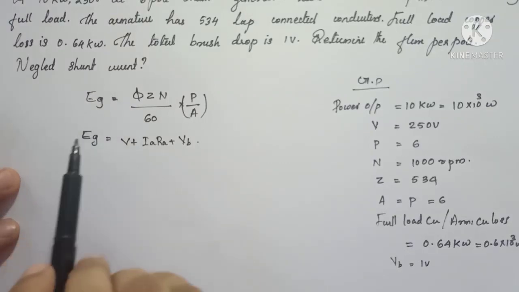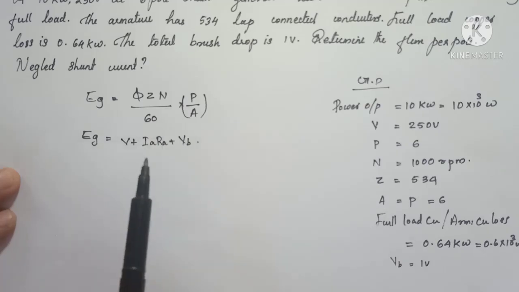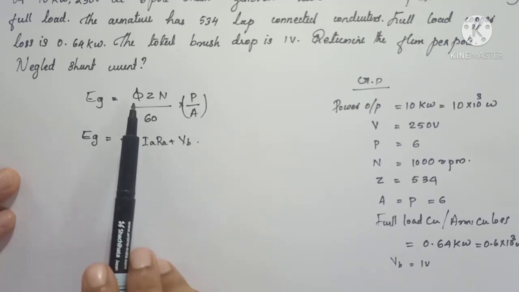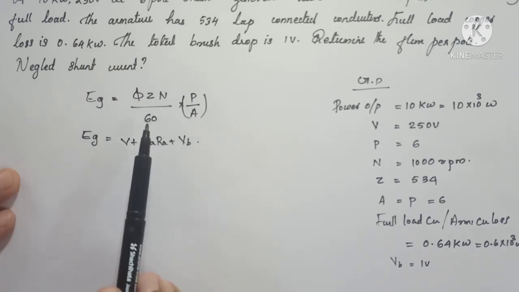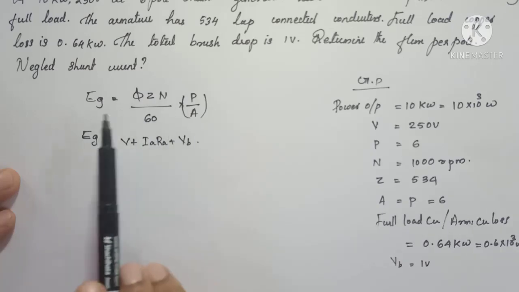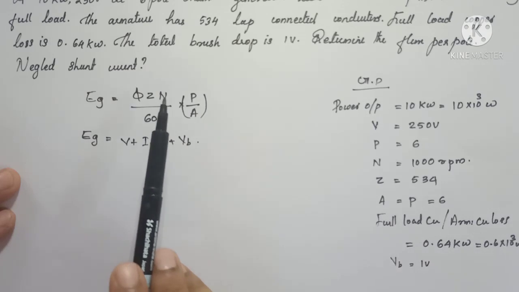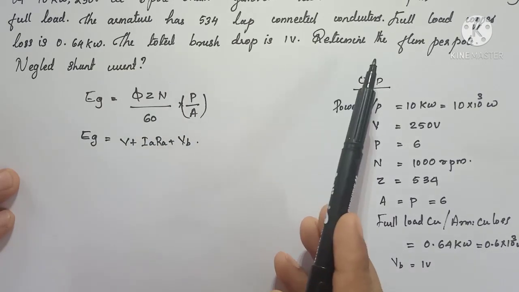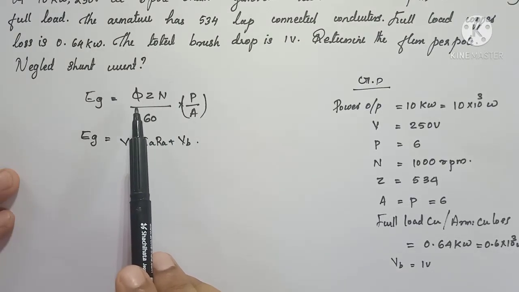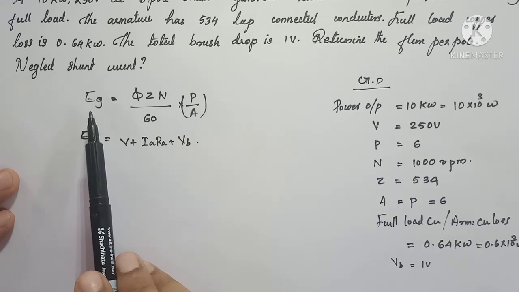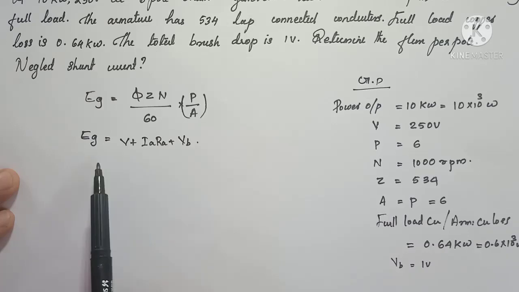Okay, this is the equation for generated EMF in DC generators. So in the first equation, Eg is equal to phi Z N by 60 into P by A. We need to find the value of flux. Z is given, N is given, P is given, A is given. But the unknown quantities are Eg and phi. So phi is the parameter which we need to find out from the question. In order to find the value of this flux, first we should calculate the value of Eg. For that we can use this formula.